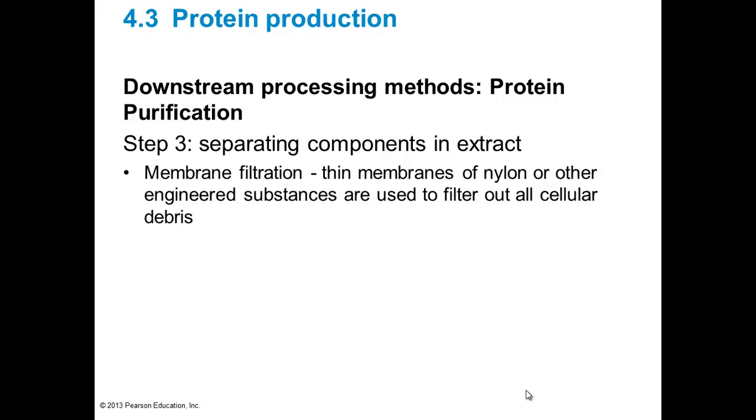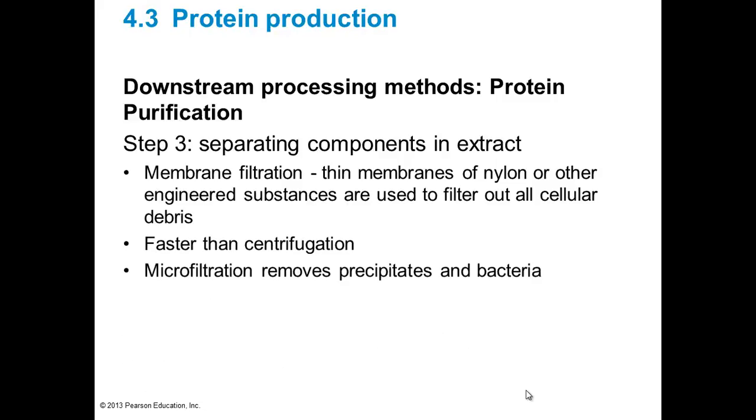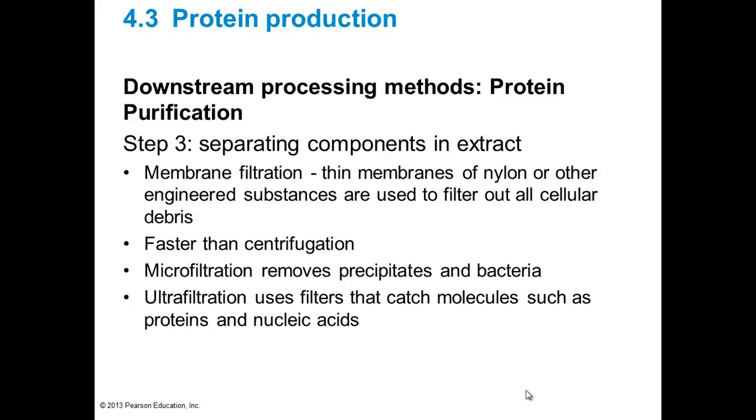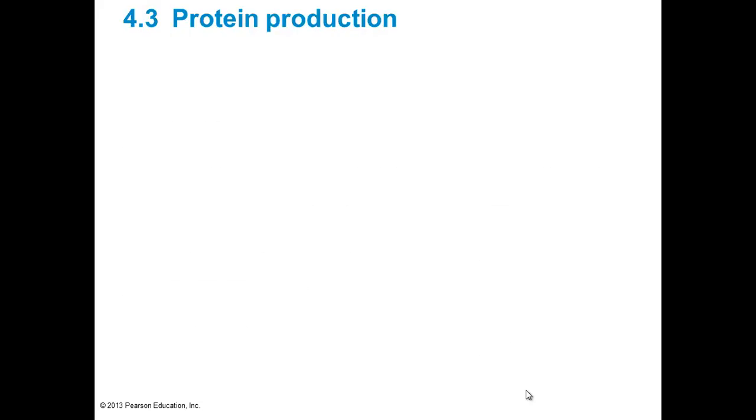Membrane filtration is used. Usually this is nylon or some other engineered polymer, and this can filter out the debris. This is faster than centrifugation. It removes any precipitates, any solids and bacteria. Then you can use a further method of purification called ultrafiltration, and also microfiltration. This will catch molecules such as proteins and nucleic acids and separate out your specific protein of interest. Membrane filters are easy to clog. They're consumable, so they have to be replaced quite often, and that makes them difficult to use and adds to the expense of downstream processing.